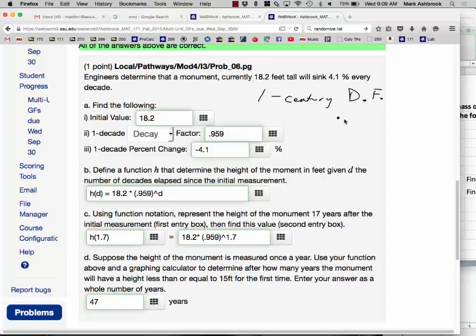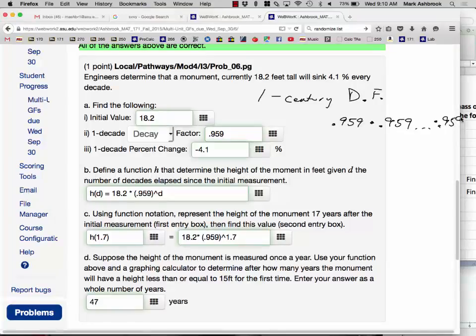So in 1 decade, what do you multiply by? What about in 2 decades? The 2 decade decay factor would be 0.959 times 0.959, because 2 decades go by. Every time a decade goes by, you multiply by 0.959. That's the decay factor.